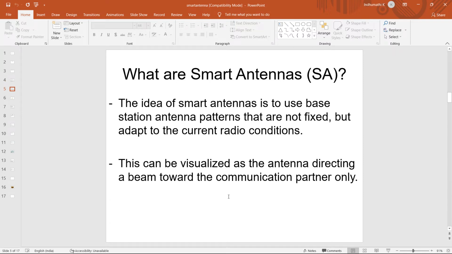So the idea of smart antennas is to use base station patterns that are not fixed, because in the previous type we have a fixed radiation pattern which diverges its power in all the directions, where some of it can be used and some of it is wasted. But here in smart antennas we do not have a fixed radiation pattern; it adapts to the current radio conditions, so efficiency is to the full. This can be visualized as the antenna directing a beam towards the communication partner only.